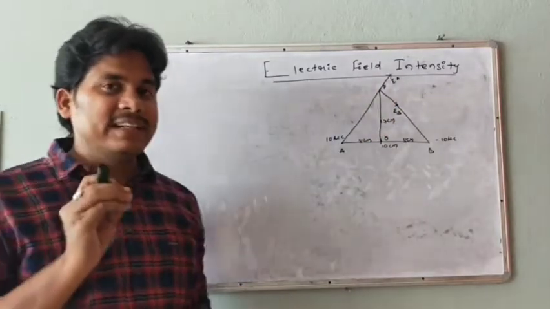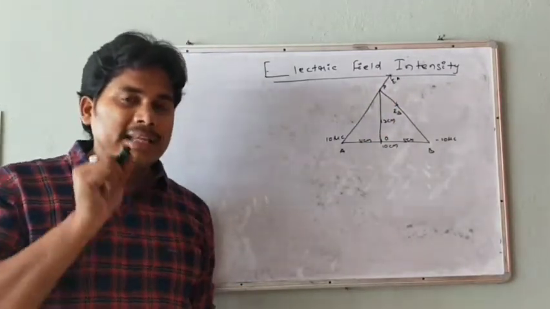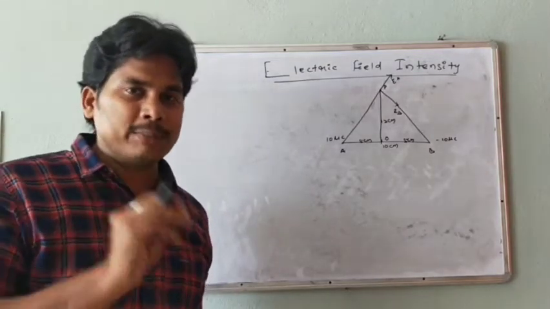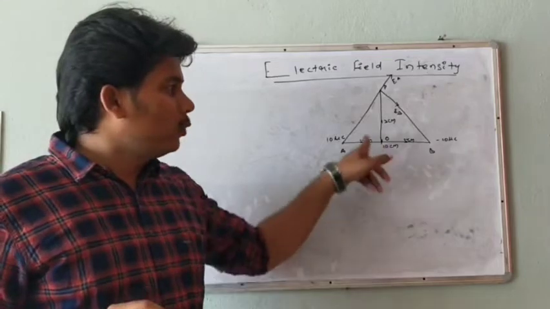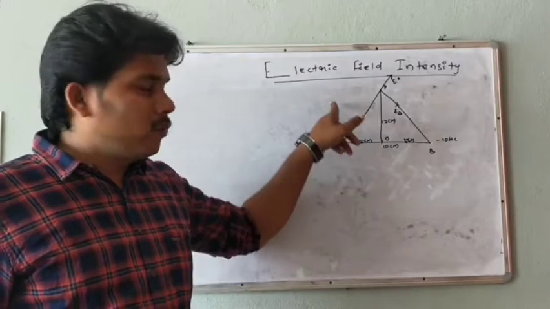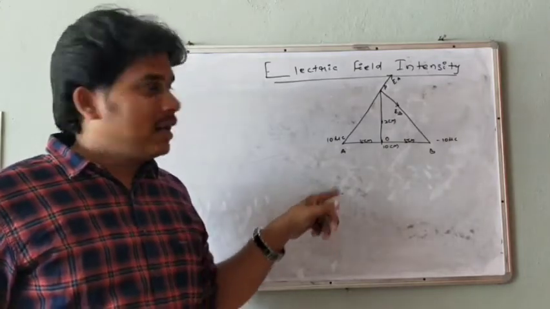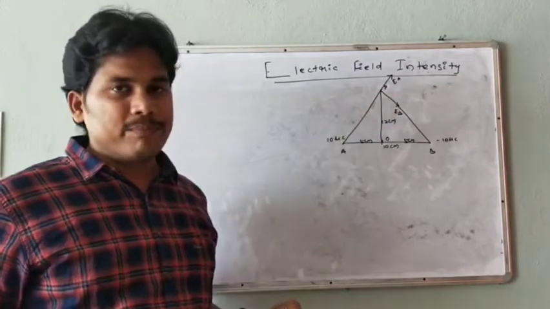See, for electric field intensity, what do we know? What is the formula? E is equal to 1 by 4 pi epsilon naught Q by R square. What is Q? This is 10 microcoulomb. 1 by 4 pi epsilon naught is 9 into 10 to the power 9. And what about R? R is the distance from A to P.